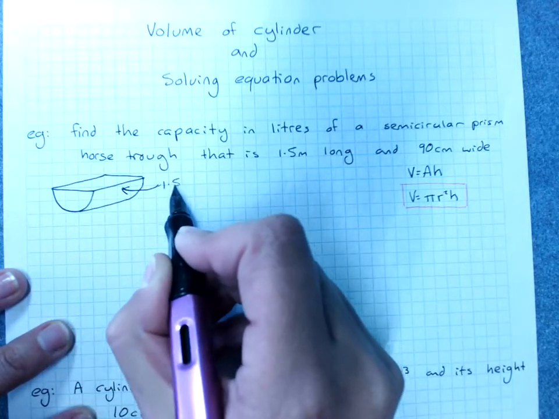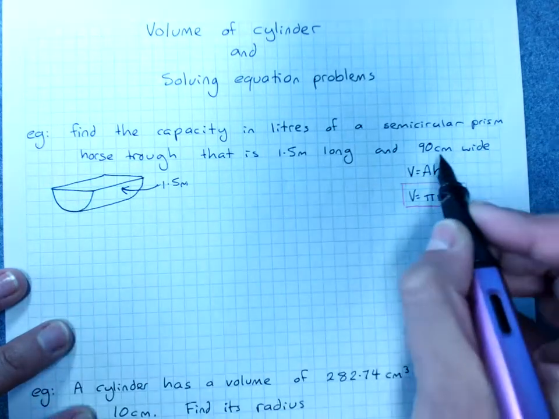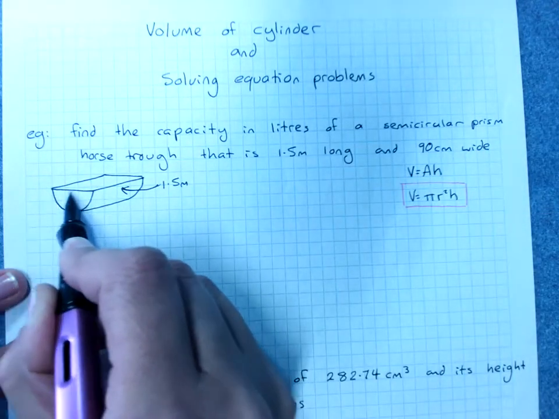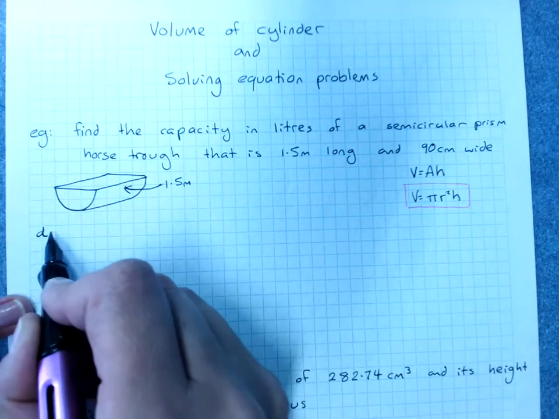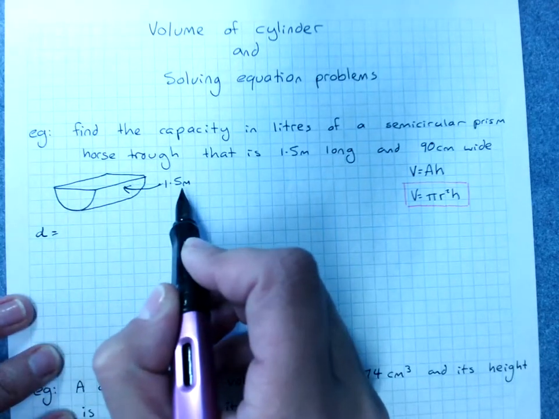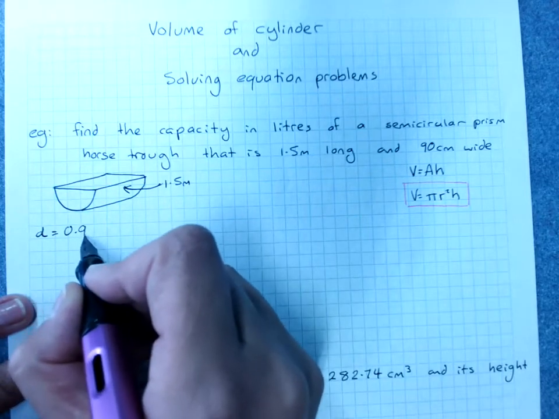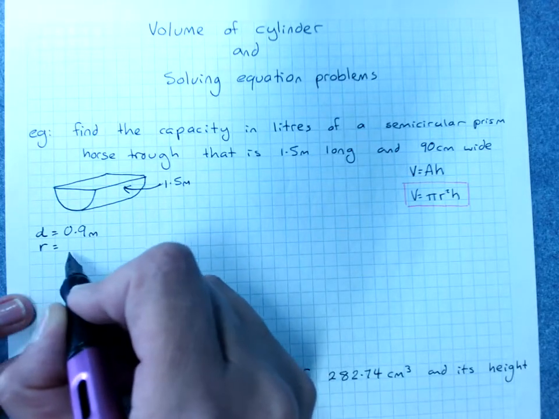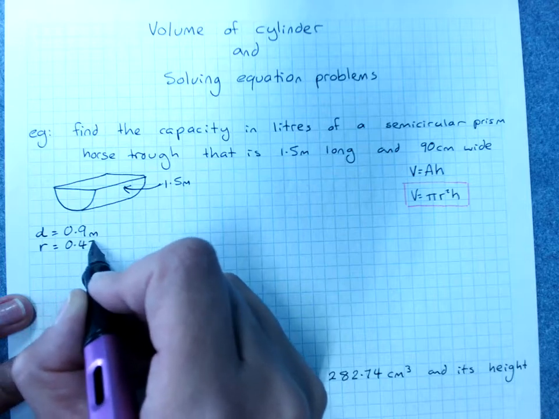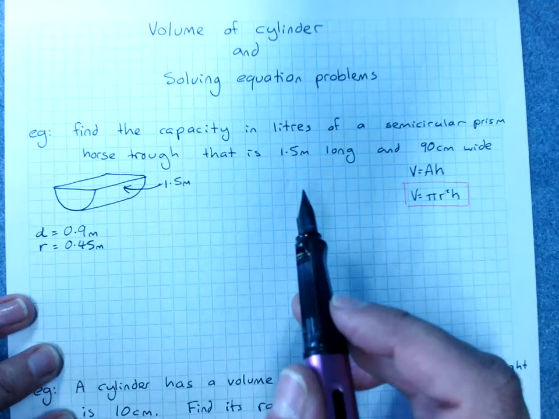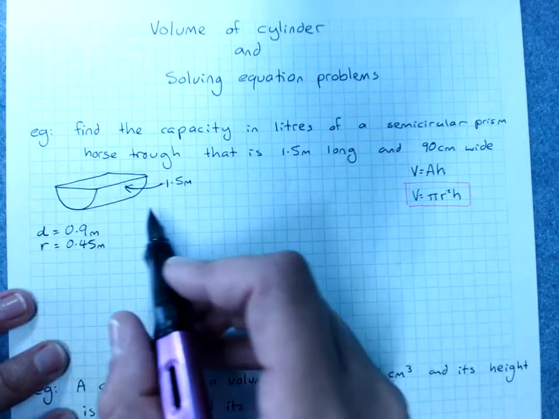Got 1.5 metres. Now, 90 centimetres wide means that my diameter is 90 centimetres. We need our units to match, so I would convert that to 0.9 metres, which means my radius is half of that, 0.45 metres. You could have changed both to centimetres. It's up to you.